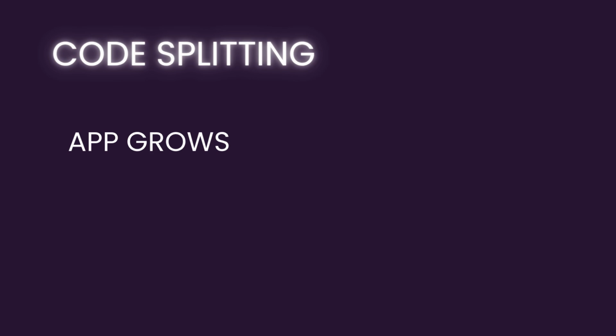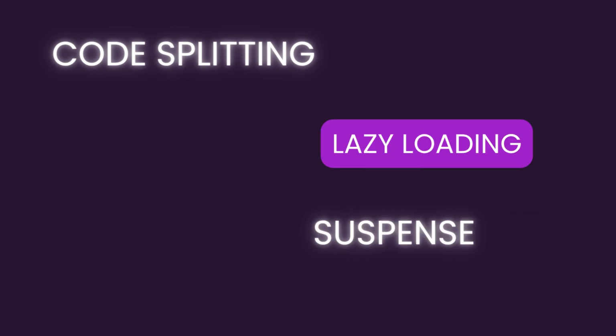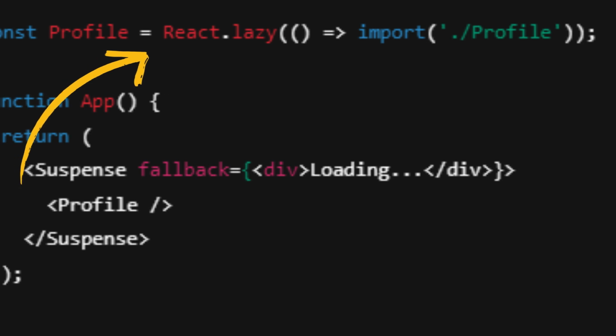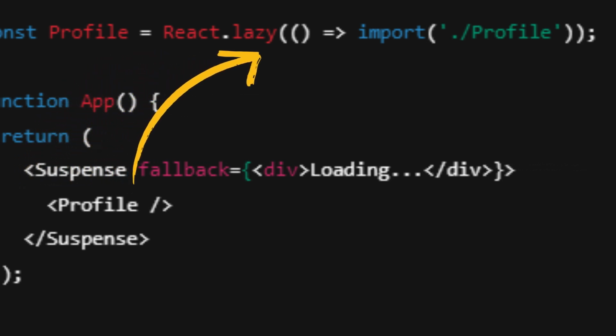Now let's talk about code splitting. When your app grows, the JavaScript bundle grows too. Loading all of it at once can slow down the initial page load. The fix? Use React.lazy and Suspense to load components only when needed. This way, the profile component is only loaded when it's actually needed, making your app feel faster.